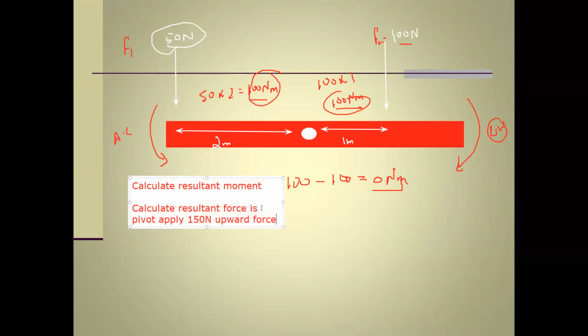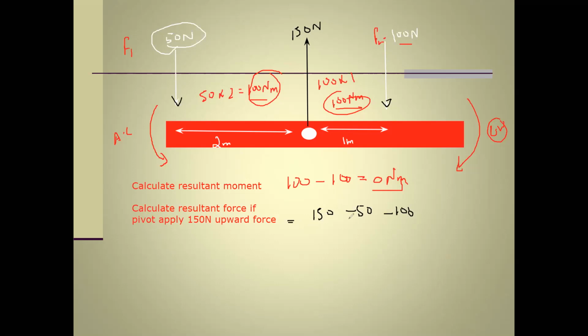If the pivot applies 150 Newton upward. So the force by the pivot is upward and the two forces are downward. We need a resultant. So what will be the resultant? 150 is up, minus 50 is down, minus 100 is also down. You can see this 100 is acting down, 50 is acting down, so that's why it is negative. And 150 is acting up, so it is positive.